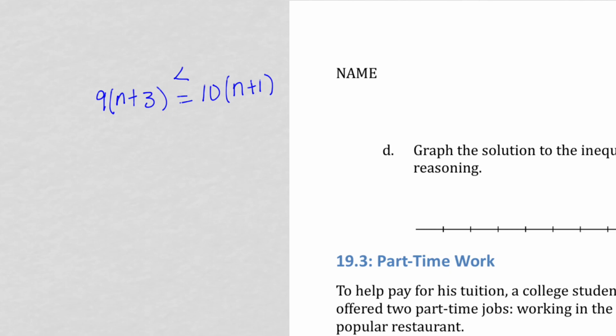So first thing I'm going to do, in this case, like earlier when I just divided by the number, here is not a good option to do that because we have parentheses on both sides. So we're going to distribute into the parentheses. So we're going to have 9n plus 27 equals 10n plus 10. Now we're going to solve for n.